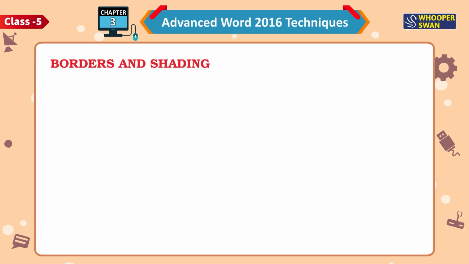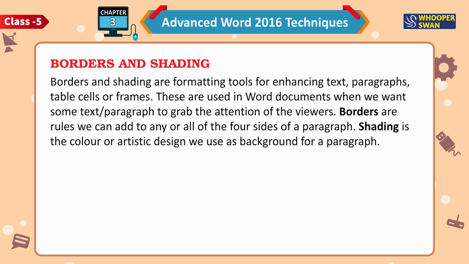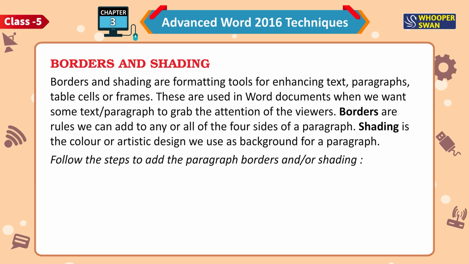Borders and shading. Borders and shading are formatting tools for enhancing text, paragraphs, table cells, or frames. These are used in Word documents when we want some text paragraph to grab the attention of the viewers. Borders are rules we can add to any or all of the 4 sides of a paragraph. Shading is the color or artistic design we use as background for a paragraph. Follow the steps to add the paragraph borders and/or shading.